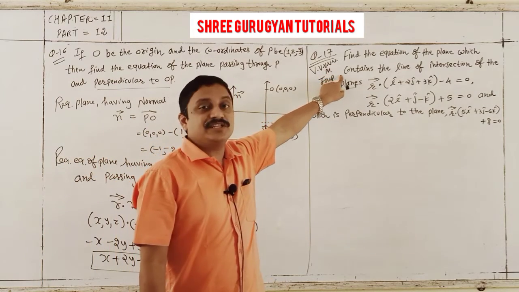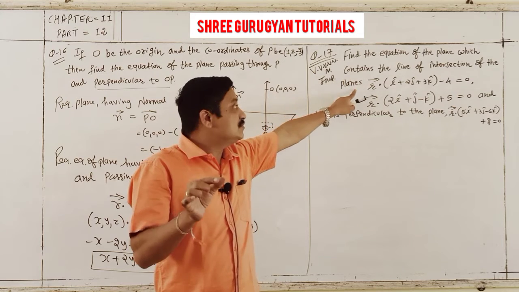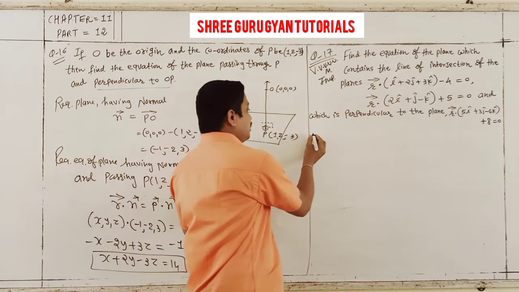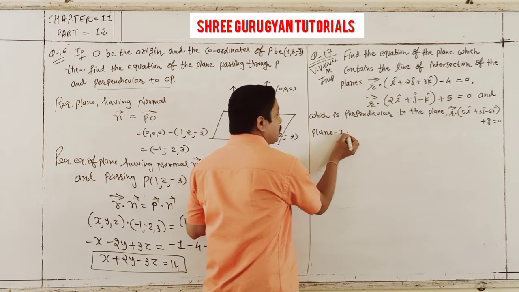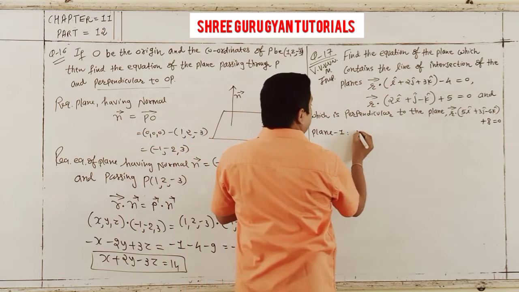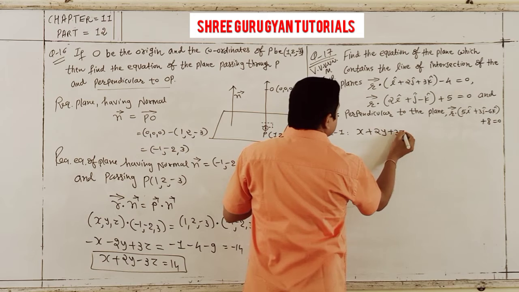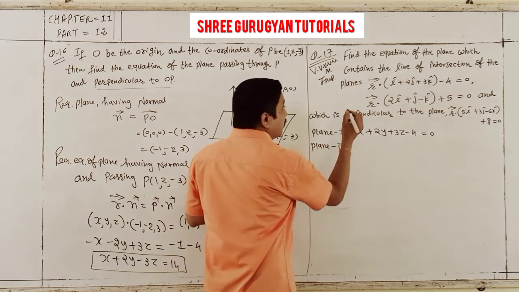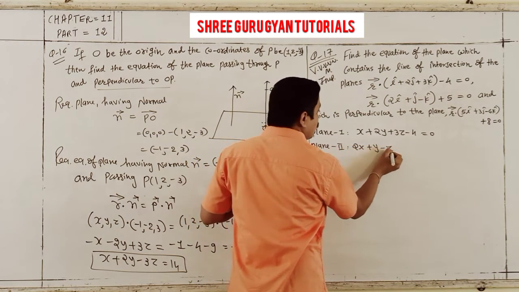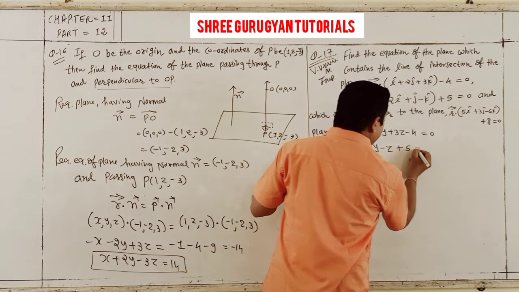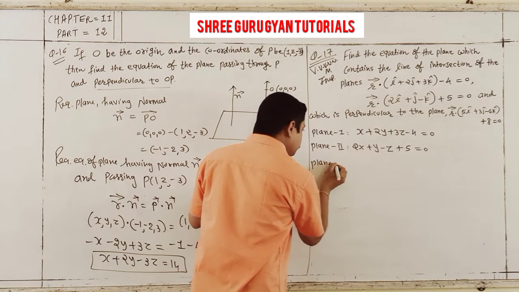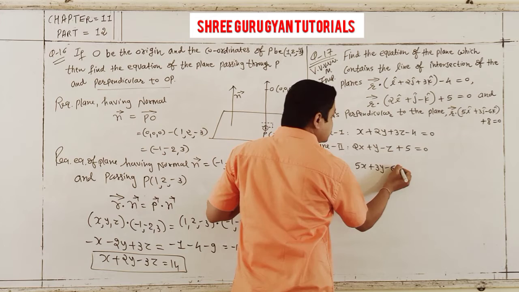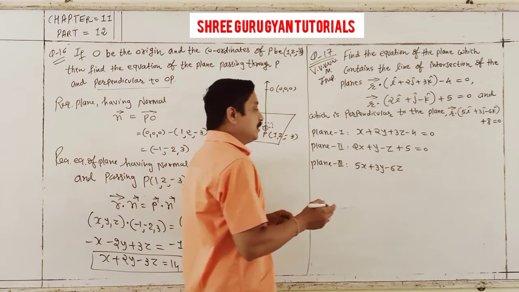Find the equation of the plane which contains the line of intersection between plane 1 and plane 2 and is perpendicular to the third plane. I will first show plane 1, plane 2 and plane 3 individually. Plane 1 I have x plus 2y plus 3z minus 4. Very easy. Same for plane 2: 2x plus y minus z plus 5. And similarly, students, plane 3 is 5x plus 3y minus 6z plus 8 is equal to 0.